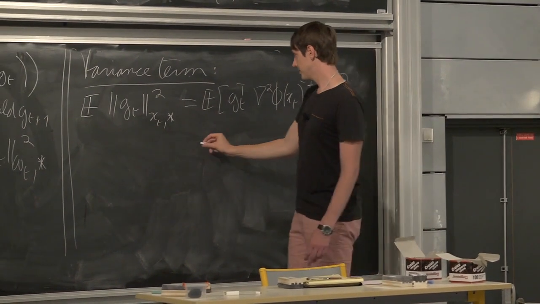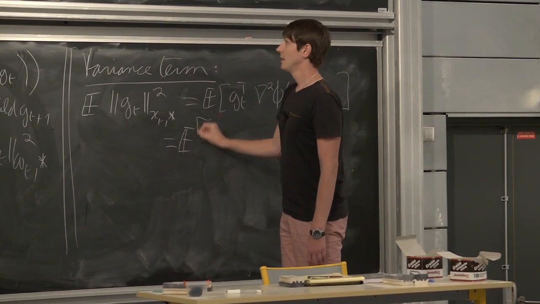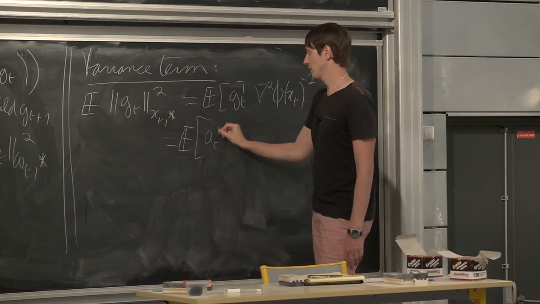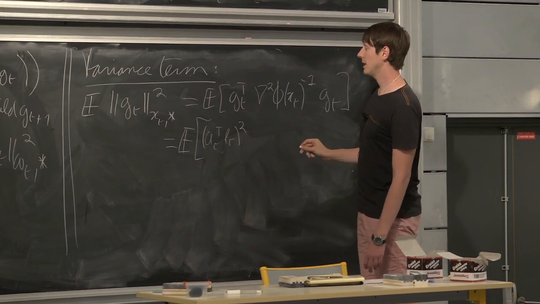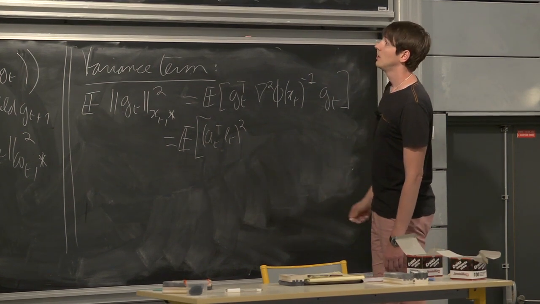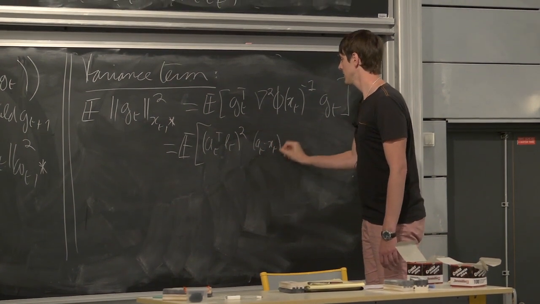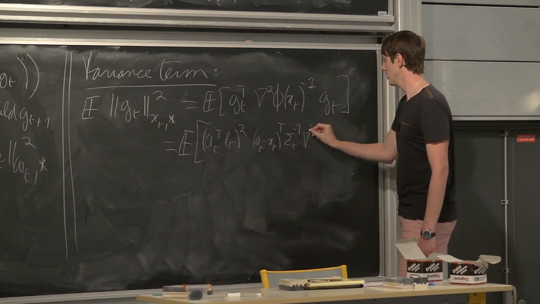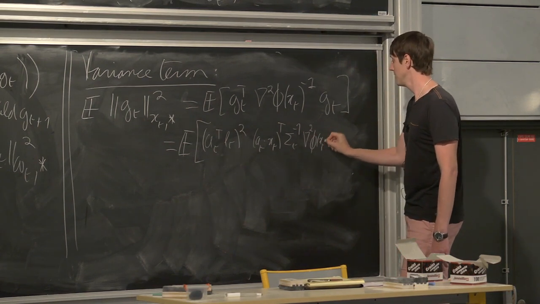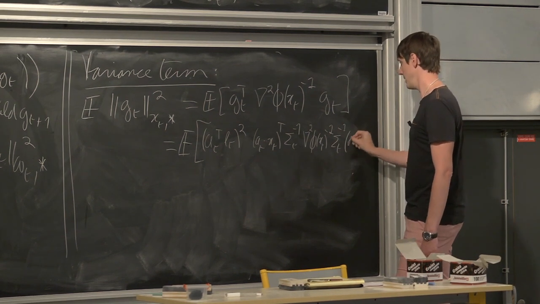Okay, so what do I get? I get that this is equal to the expectation of my cost, a_t transpose l_t, squared, and then I get (a_t minus x_t) transpose sigma t inverse, the Hessian of phi at x_t inverse, sigma t inverse (a_t minus x_t).